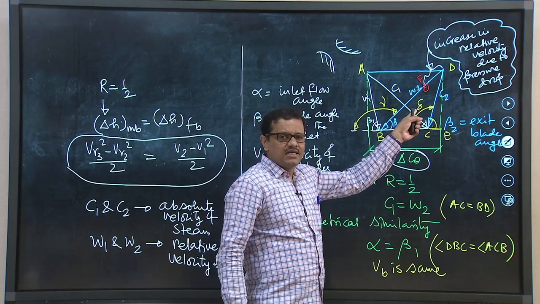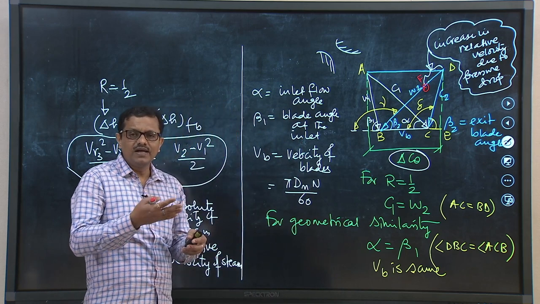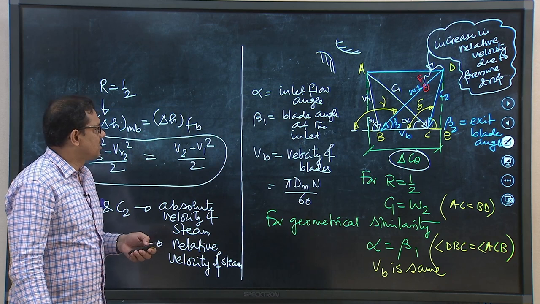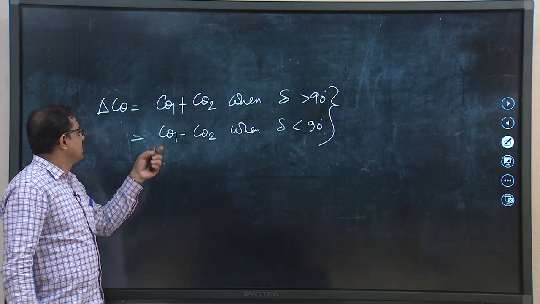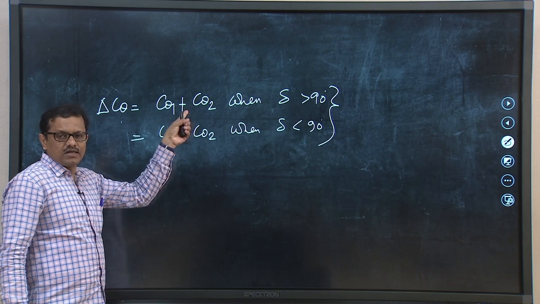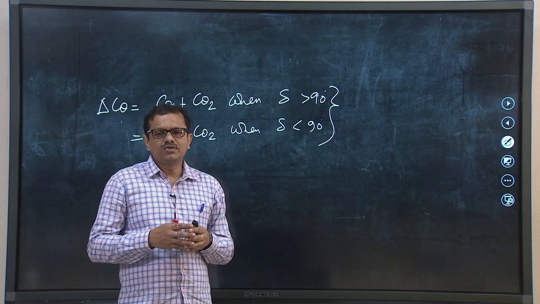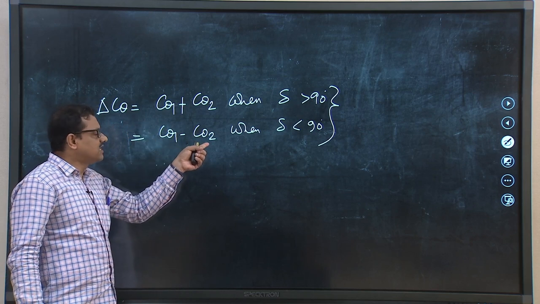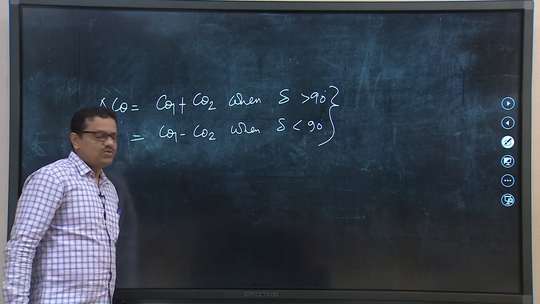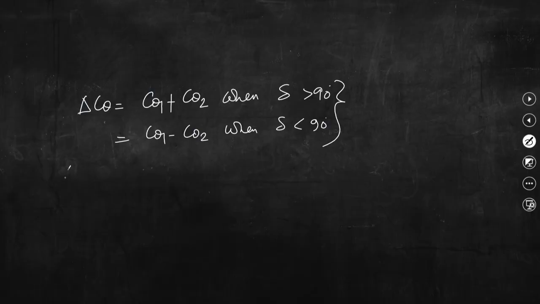Let me tell you once again, we have measured the angle in the clockwise direction. Now, delta is greater than 90 degree. For this case, if you would like to estimate the change in swirl component of velocity, delta C theta, then we have to add C theta 1 and C theta 2 together. But when delta is less than 90 degree, then C theta 2 should be subtracted from C theta 1. So for this particular case, delta C theta equal to C theta 1 minus C theta 2.